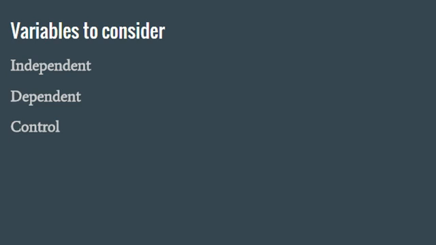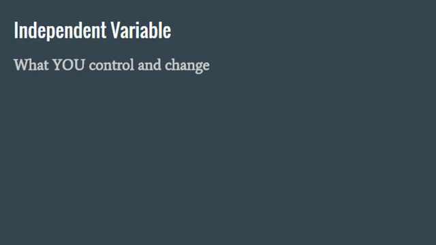Now, here are the different variables that you're going to be asked to identify in your reports: your independent, your dependent, and your control variables. The independent one, I'm about to show you, is what you control and change. This is the thing that you're saying, I think if I change this, that it's going to affect this other thing. And that's the thing you're testing.